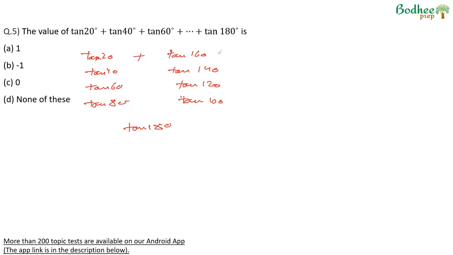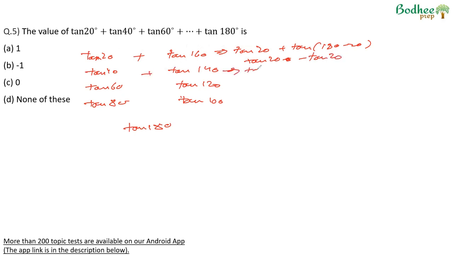Now, if we add these two terms, tan 160 can be written as tan of 180 minus 20. Tan 20 remains as it is. This becomes tan of 180, so tan remains tan. 180 minus 20 is second quadrant, so this becomes minus tan 20. Therefore, this plus this will be 0.